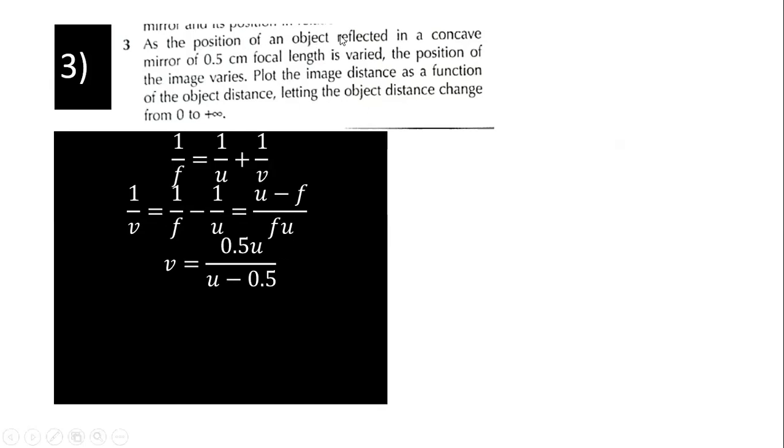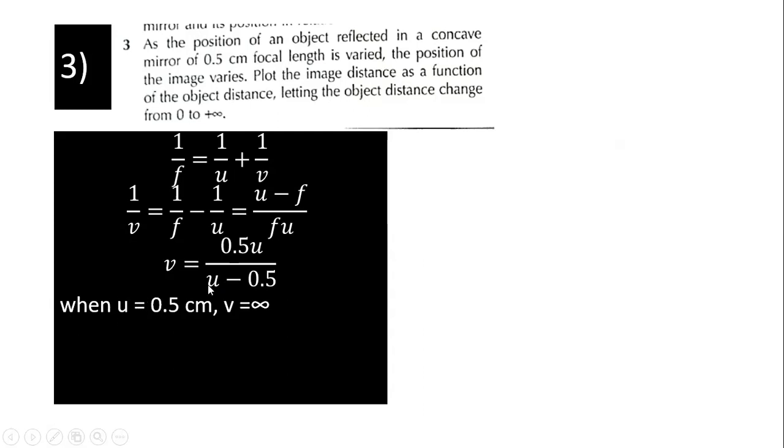Then put in your value. The focal length is given to you, 0.5. Right? So I'm just inverting it, that's all. Take the v across, take u minus f down, take f times u up. So f I'm using 0.5, so 0.5u over u minus 0.5. Then I can plot the graph.